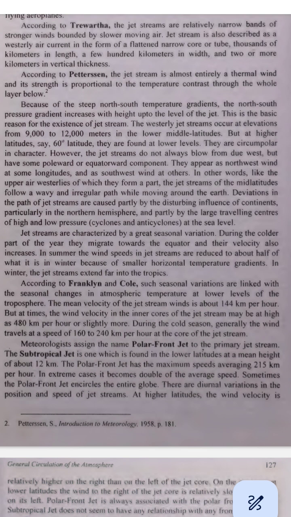Example, think of it like this. In winter, it's like you're skiing downhill, so you go really fast. In summer, you're walking on a flat road, so you move slower.